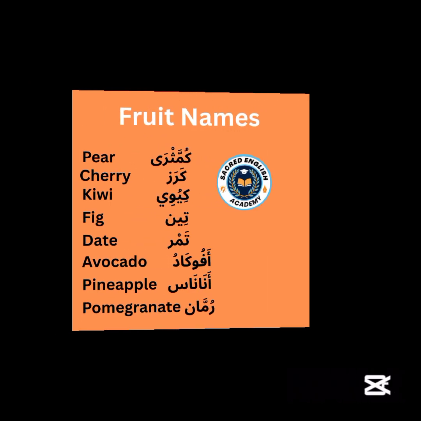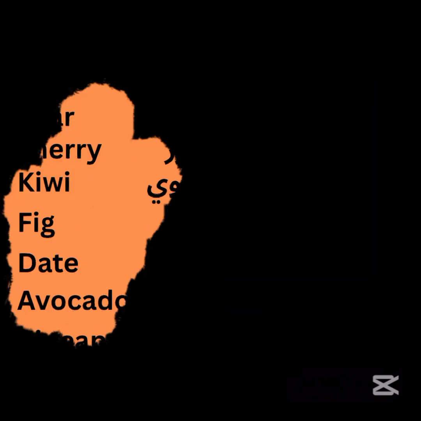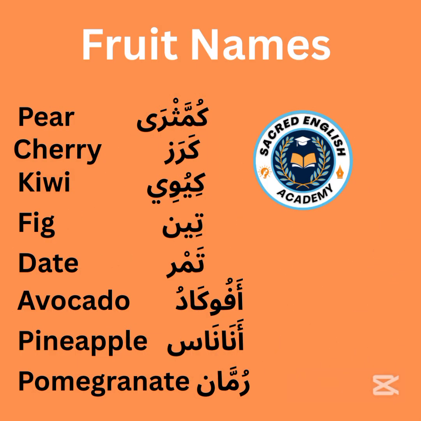Fruit names in Arabic as well as in English. Pear, kumathara, cherry, karaz, kiwi, fig, teen, date, tamr, avocado, pineapple, ananas, pomegranate, rumman.